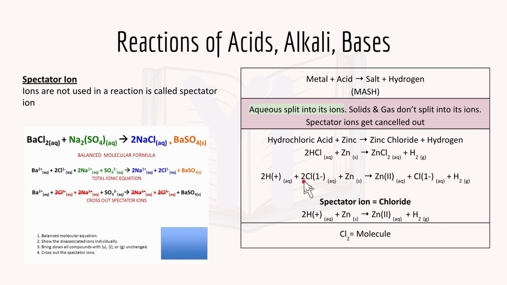As you see, the 2Cl minus and 2Cl minus are the same, so you cancel them out. So it leaves you with 2H plus plus zinc equals Zn 2 plus plus H2 as a gas. And one thing to note is that H2 is a molecule.